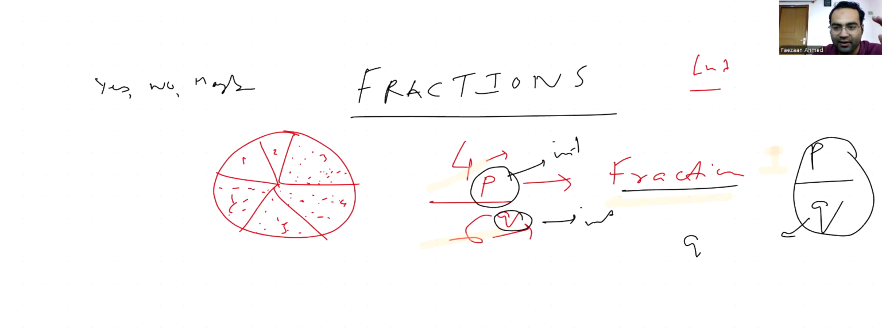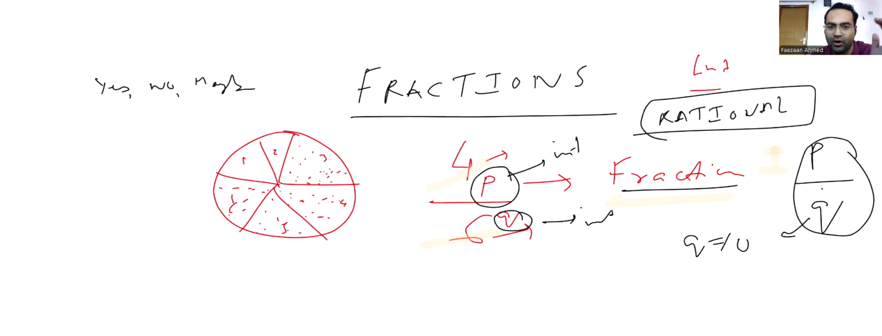Okay. So the answer is p by q form. It will remain a fraction where p and q are what? Integers. And this is the definition of the topic today, that is a rational number. So if you are asked to identify whether something is a rational number or not, this is the criteria. You have to see whether it's in the format of p by q, whether q is not equal to 0, and then you can go ahead and think of it as a rational number.